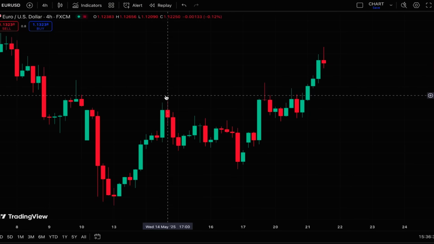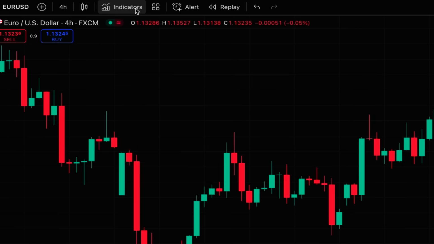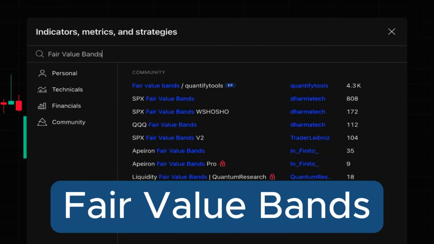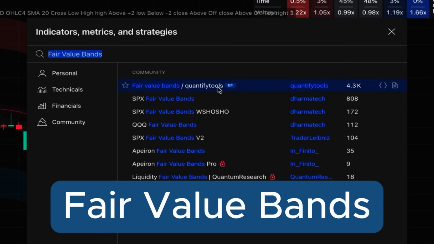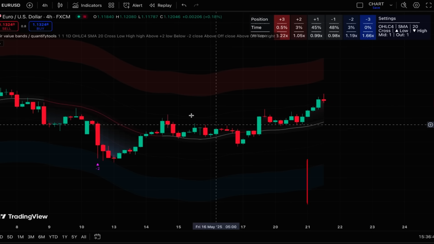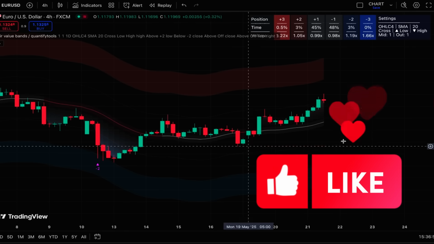Alright, to add the indicator to our chart, here we click on indicators and we search fair value bands, this one, which is an editor's picks indicator written by Quantify Tools. Alright, this is the indicator and as you can see it is overlaid on the price chart.